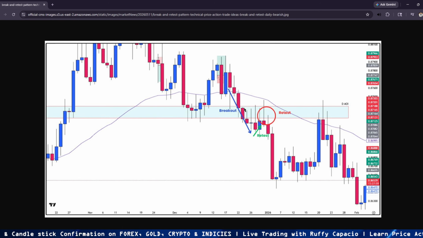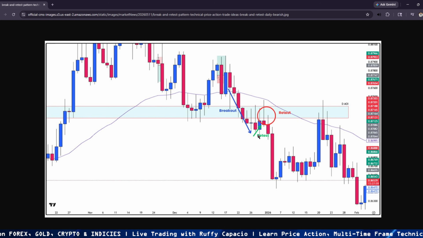Now, as you can see here, price broke out of this strong support level, which is now acting as a resistance. Breakout, then retest of this daily support zone. Because price is below, it is acting as a resistance. Then it rejects, which is the retest. Right after the retest, it rallies and pushes to the downside.